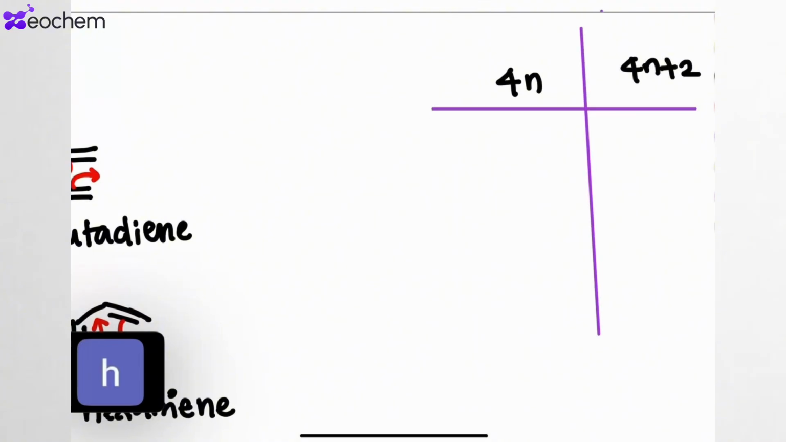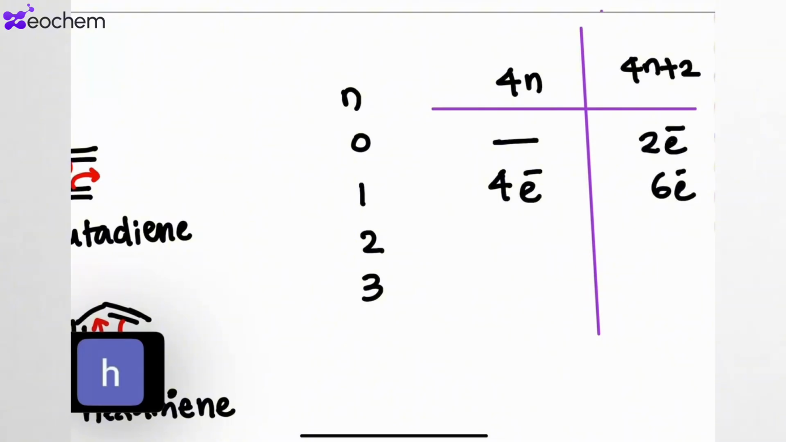How will we do this? So n can be 0, 1, 2, 3. If it is 4n, n = 0 means 0 electrons, so there is no reaction. But for 4n + 2, n = 0 means 2 electrons. If n = 1, 4n means 4 electrons. If n = 1, 4n + 2 means what? 4 into 1 plus 2, it will be 6 electrons.